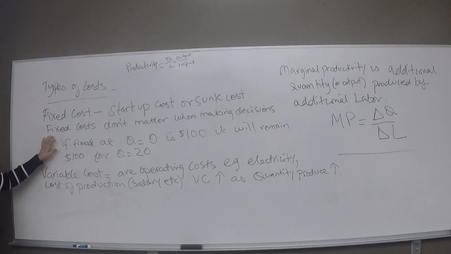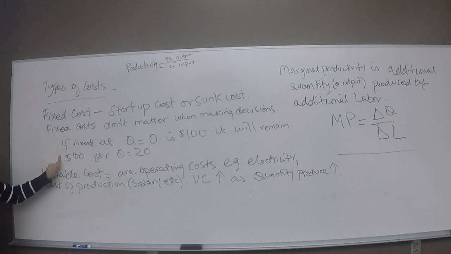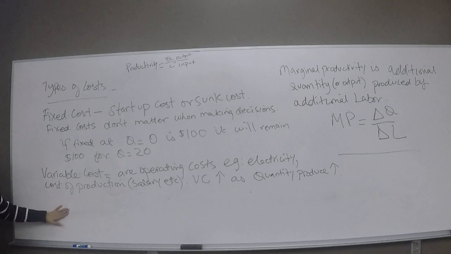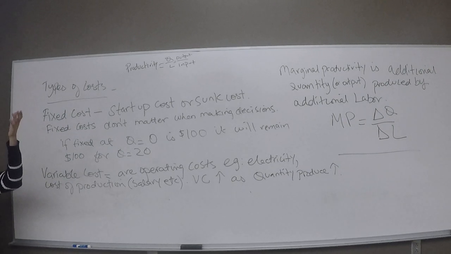So here, fixed cost remains the same even when quantity produced increases, right? Variable cost doesn't stay the same. It's variable, it changes. As you produce more, it's going to cost more because you're paying employees their salary for production, you're paying the bill for the electricity, etc. So that's variable cost.